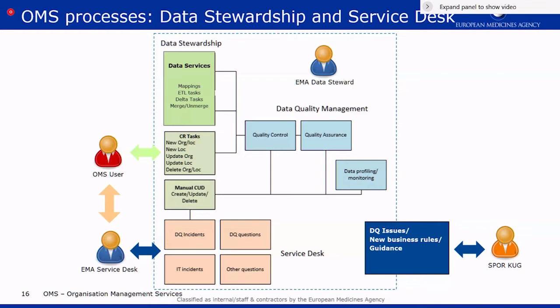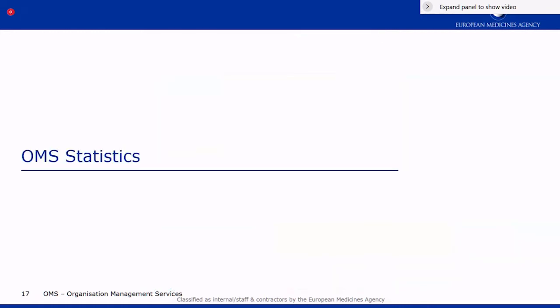So now that we've seen everything that is happening at OMS level, what is the share that each of these activities represents? How many requests do we handle a month?